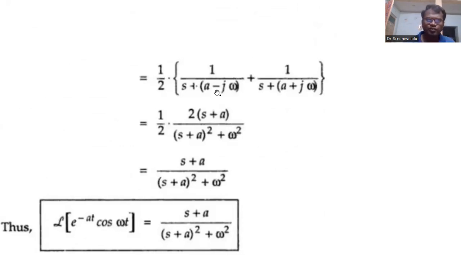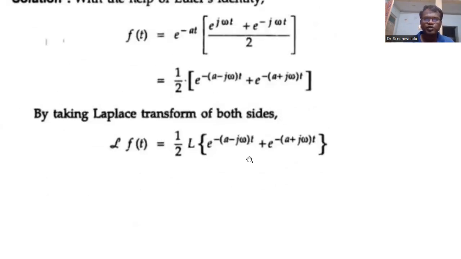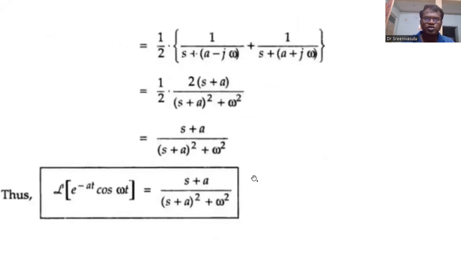Now you see here, e power minus at, the transform is also 1 by s plus a. Now you substitute this one and you can take the LCM for this. And finally, if you observe here, what is the ROC?